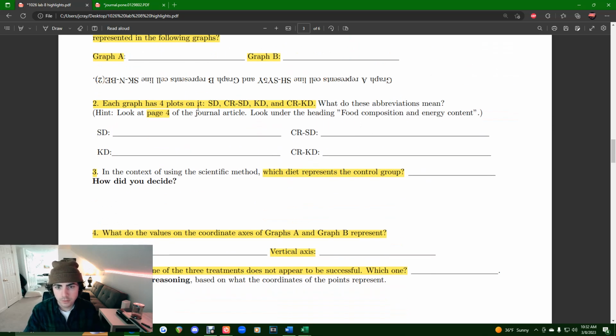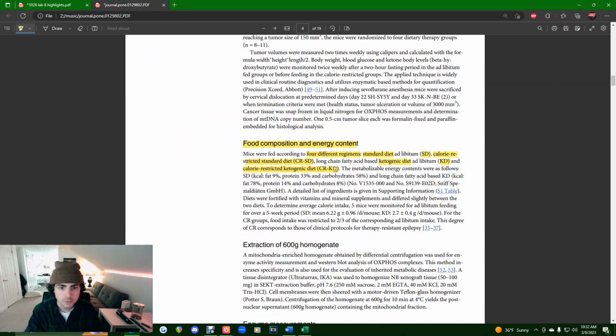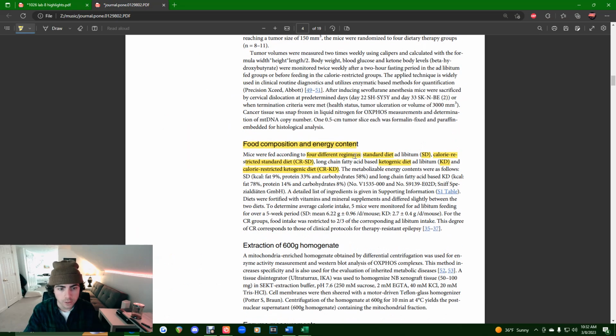For number 2, we've got 4 plots for each graph: SD, CRSD, KD, and CRKD. What do these abbreviations mean? So let's find page 4 like they were talking about. I think it's right here. So there are 4 different regimens. SD is your standard diet. CRSD is your calorie-restricted standard diet. KD is your ketogenic diet.